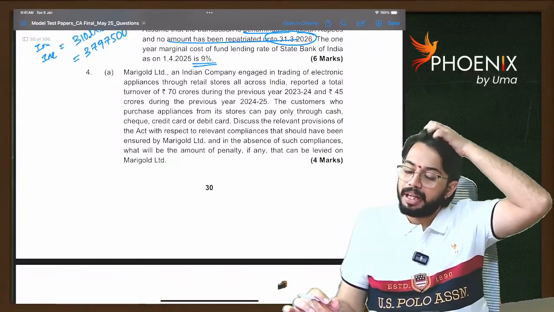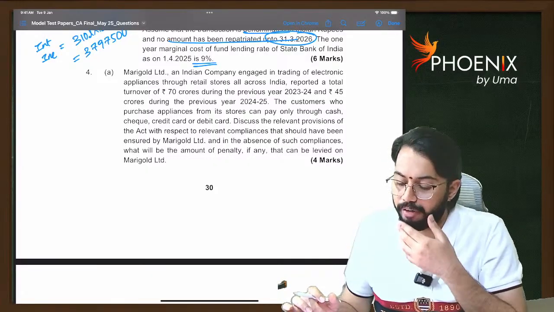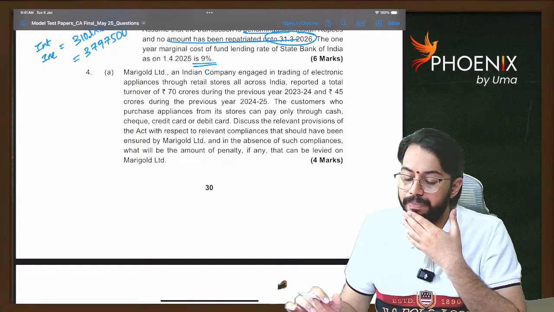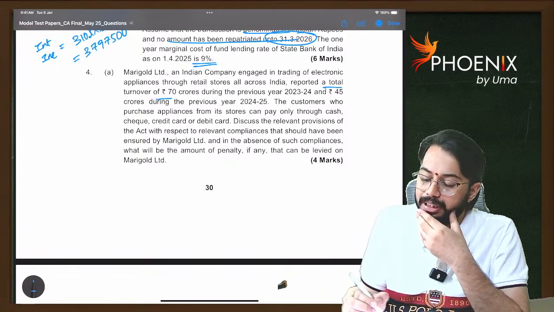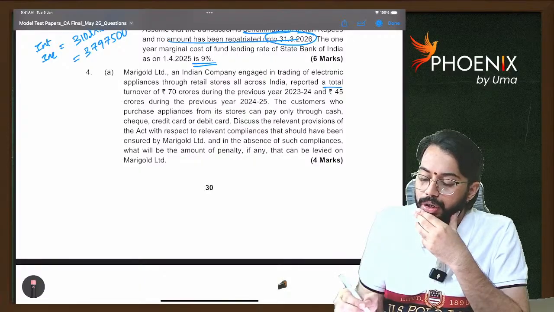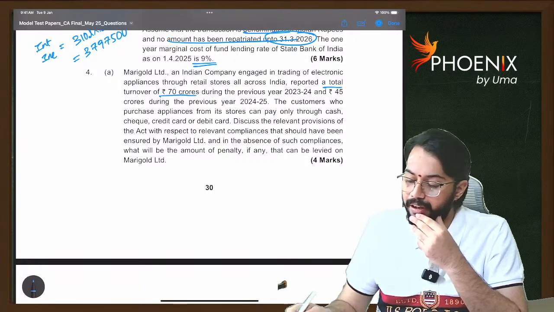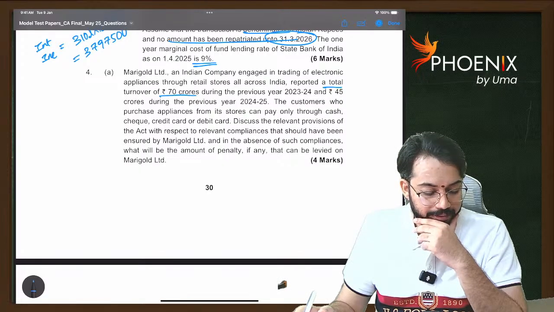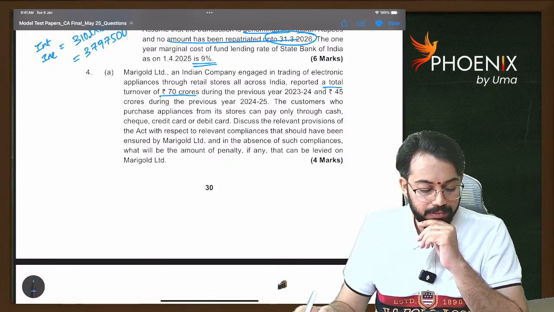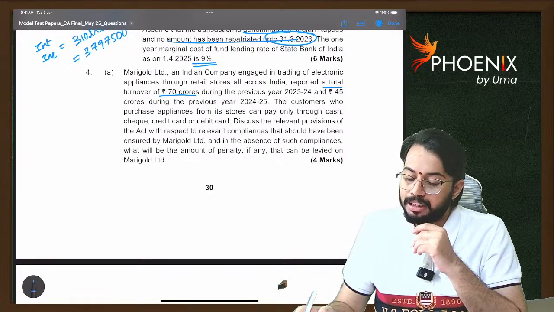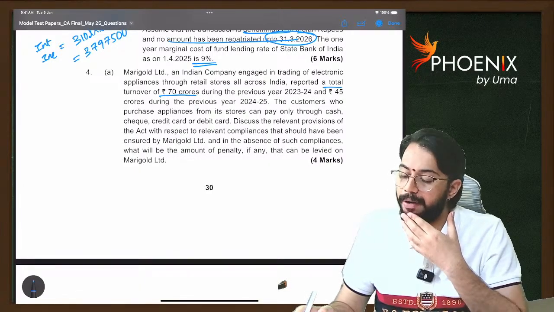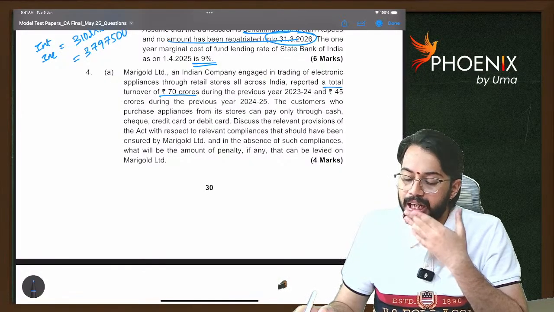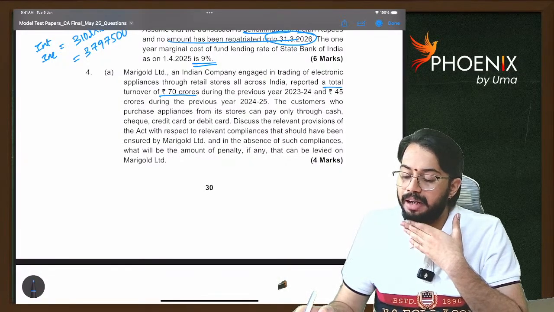Next, Marigold Limited, an Indian company engaged in trading of electric appliances through retail stores all across India, reported a total turnover of 70 crores during previous year 23-24 and 45 crores during the previous year 24-25. The customers who purchase appliances from its stores can only pay through cash, check, credit or debit card. Discuss the relevant provisions of the Act with respect to relevant compliances.